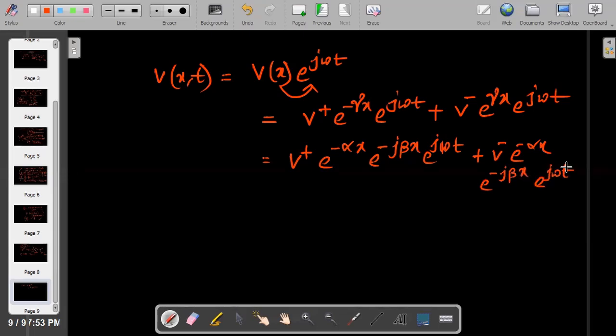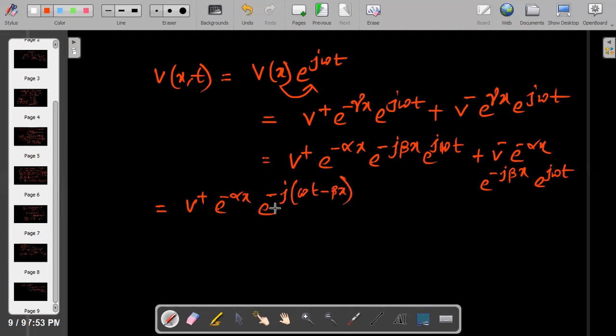This is all about understanding. No need to memorize all the equations. V plus e to the power minus alpha x. Look here, I am taking j common. Minus j will be coming, omega t minus beta x.